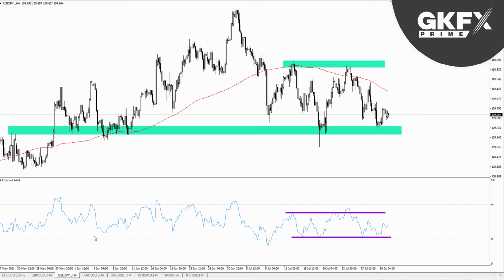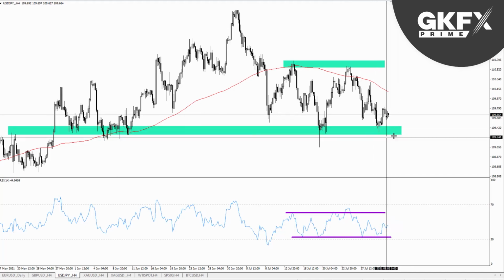Switch gears to dollar yen. So this is just a major level of support here. You can see that this zone has been working since the 20th of May. We're now into August, so we're talking three and a bit months of support here. We tried to break through it once, didn't work. Came back up to this peak and sold off right from the peak, and now we're back here again.